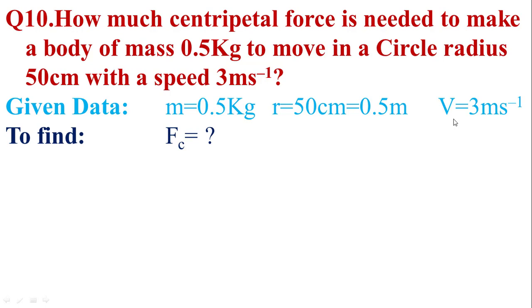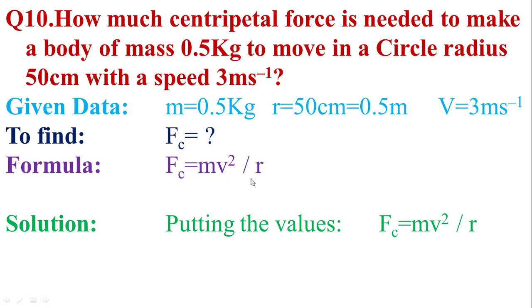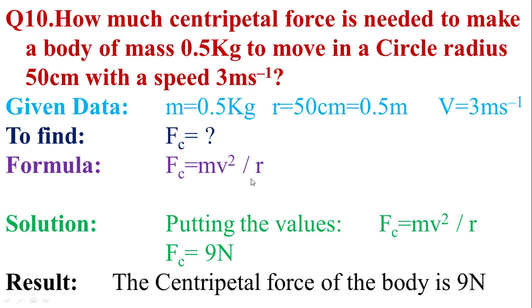Now we find the centripetal force Fc. Then we have Fc is equal to m v square upon r. Centripetal force is equal to m v square upon r. Now find the solution putting the values in this formula. Then Fc is equal to 9 Newton. The result of the centripetal force of the body is 9 Newton.